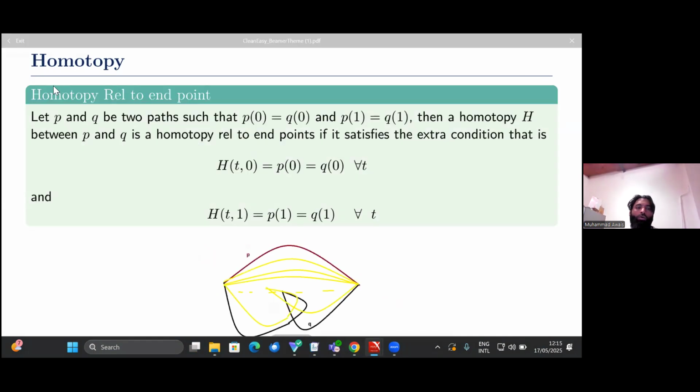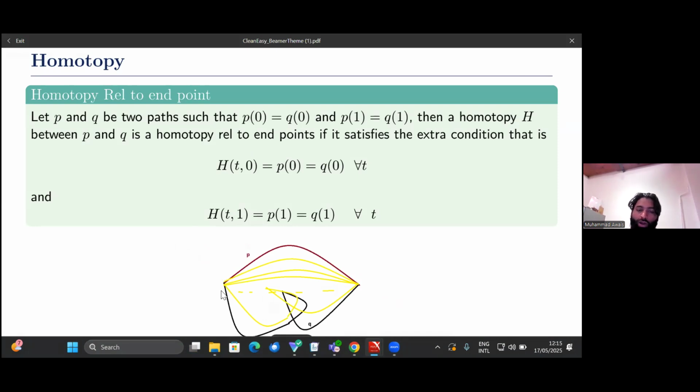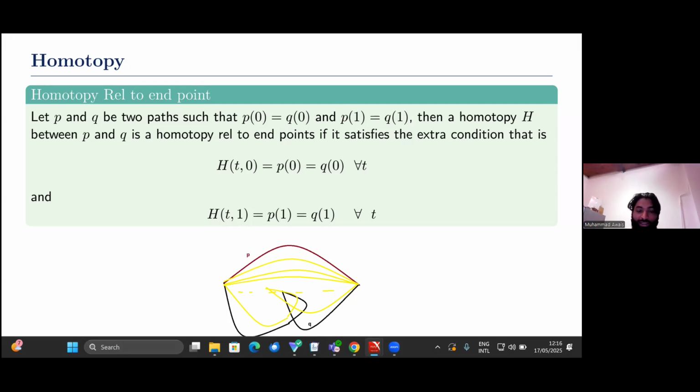Now we define homotopy relative to endpoints. It is exactly the same as homotopy, but now throughout the journey, I don't want to leave my endpoints. So let's say I have two paths, P and Q, such that the starting point of P is exactly the starting point of Q, and the end point of P is exactly the end point of Q. You can see in the picture, I have a path P whose starting point is exactly the starting point of Q, and end point is exactly the end point of Q. Now I'm interested in the homotopy in which throughout the journey I'm not going to leave my endpoints.